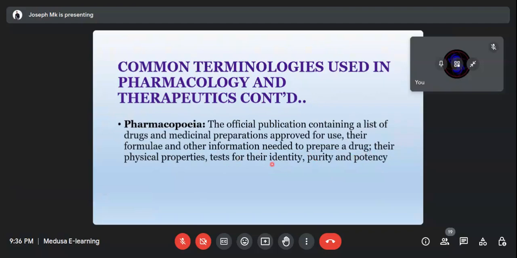So this is what I talked about: everything is contained in just that manual. So it's important. Now, that very manual is what we are calling the pharmacopoeia. I'm sure that one is clear to everyone.